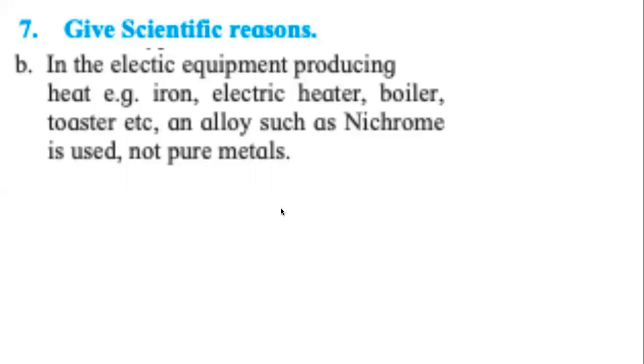Another question, and this is very similar to the previous question. In electrical equipment producing heat, for example, an iron, जिससे कपड़ा इस्त्री होता है, उसके अंदर भी एक coil होता है. Electric heater, boiler, toaster, जिसमें कि bread toast होता है. And alloys such as nichrome are used, not pure metals. Not pure metals. आप ये भी पूछ सकते हो कि sir, why don't we use tungsten in all this?